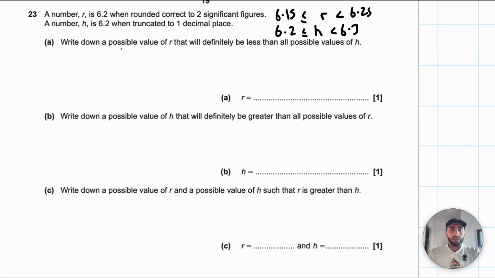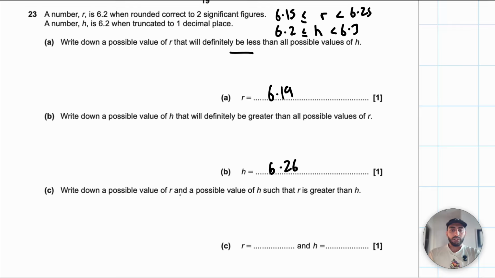Part A. Write down a possible value of r that will definitely be less than all possible values of h. We're looking for a number that will be less than all of the values of h. And I know r is between 6.15 and 6.25, and it needs to be below 6.2. So I'm going to choose 6.19. Part B. Write down a possible value of h that will definitely be greater than all possible values of r. This time, I'm looking for a value that's greater than 6.25 between 6.2 and 6.3. So I'm going to choose 6.26.